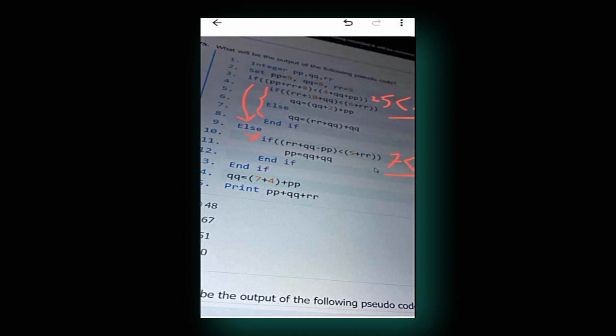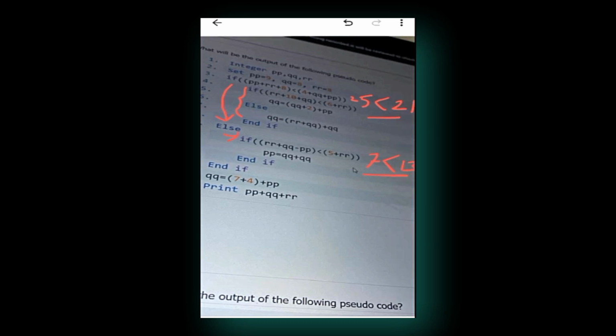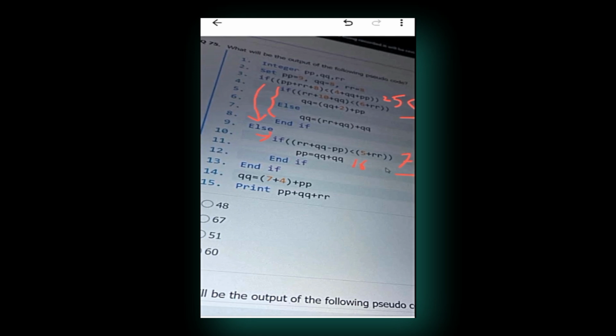So p is equal to q plus q. So q was 8. So 8 plus 8, that is 16. So the value of p was initialized as 16, right? So now we'll end the if block, this end if, right?